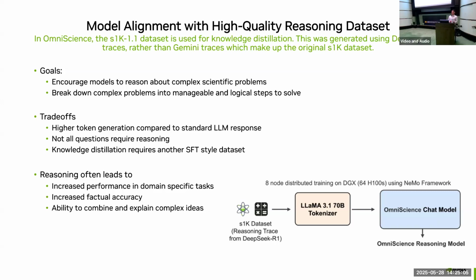And just some of the trade-offs in general for adding reasoning to our models is that we're going to have higher token generation for a given query, just because we're basically making our models think more deeply about these questions. And also along that same line, not all questions need to be reasoned about. Some questions are just standard yes, no. And so by having our models think super deeply, it can potentially be a waste. But reasoning, again, leads to increased performance in our domain-specific tasks, increased factual accuracy, and the ability to combine and explain complex ideas.